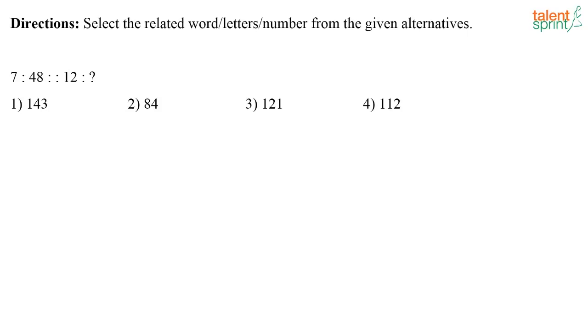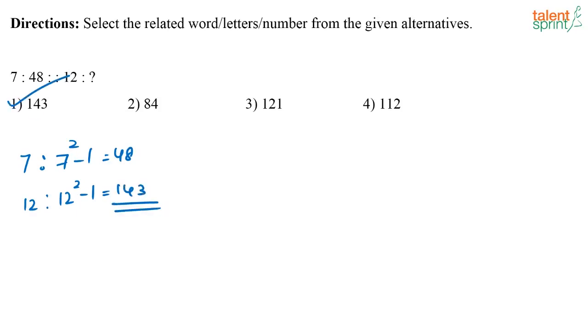Next, 7 is to 48 as 12 is to dash. Yes, the correct answer is 143. See, you have 7, then 7 is to 7 squared minus 1, that is 48, correct? So similarly, you have 12 is to 12 squared minus 1, that is equal to 143. Correct answer is option 1.